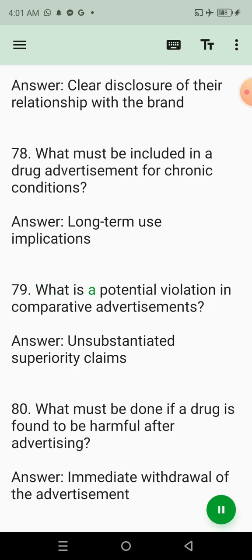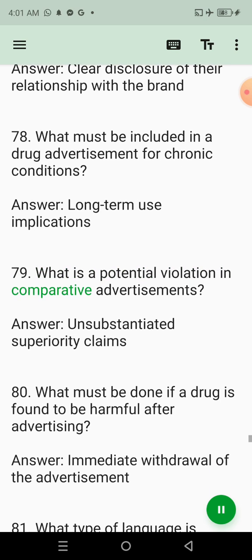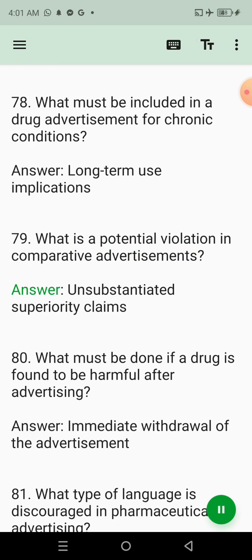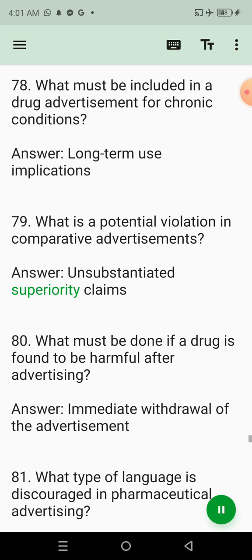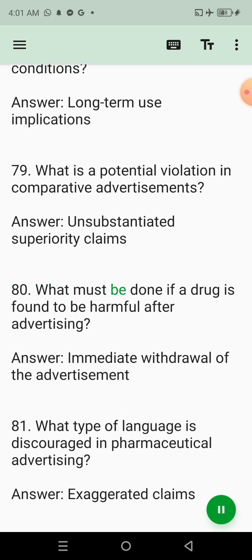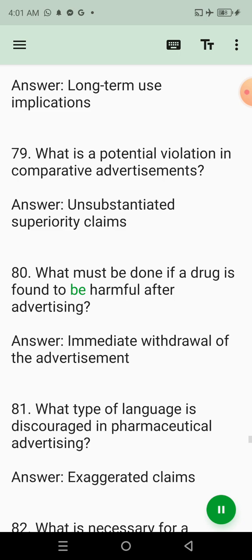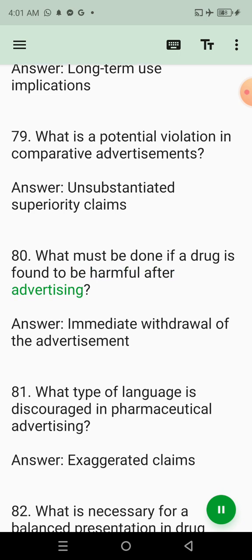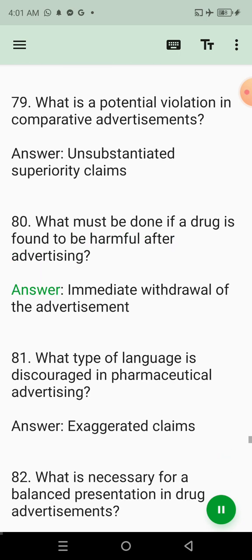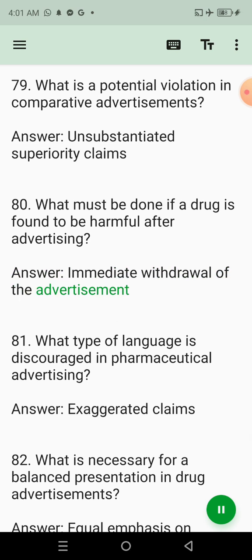79. What is a potential violation in comparative advertisements? Answer. Unsubstantiated superiority claims. 80. What must be done if a drug is found to be harmful after advertising? Answer. Immediate withdrawal of the advertisement.